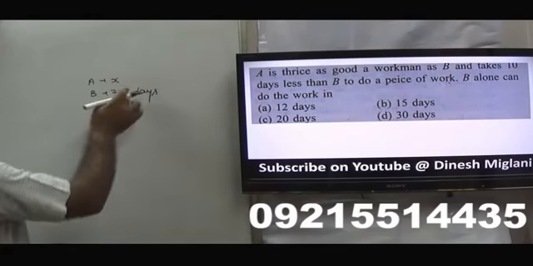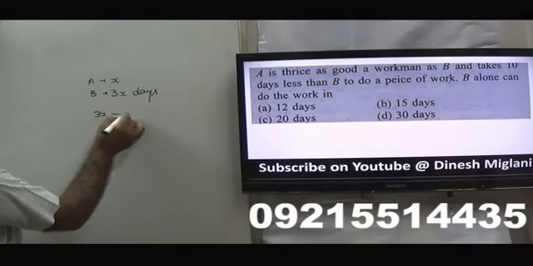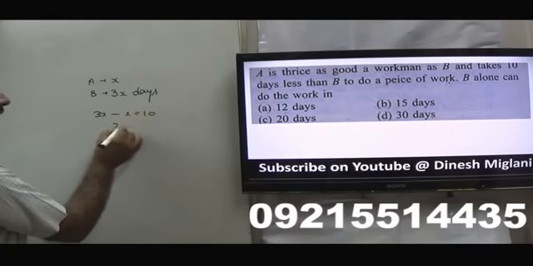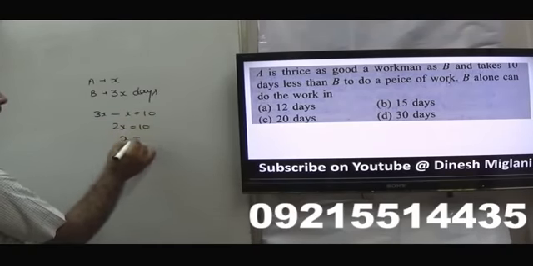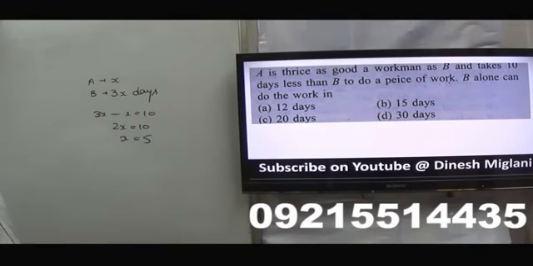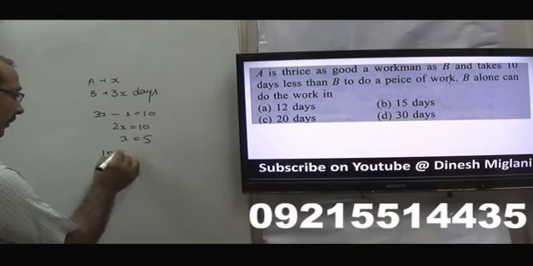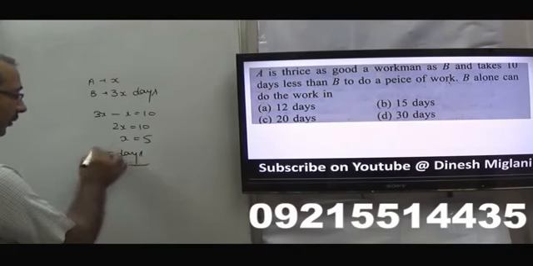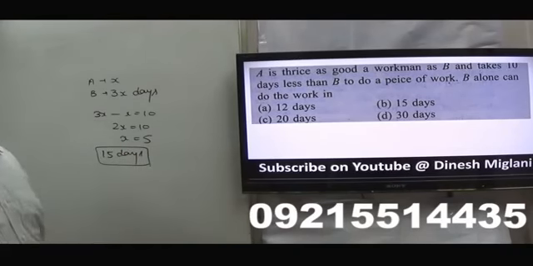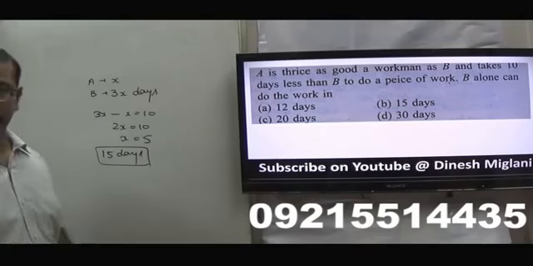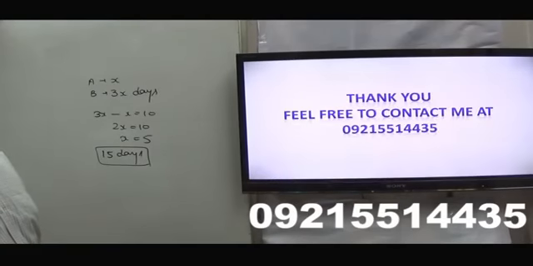It means he takes 10 days less. It means 3x minus x equal to 10. So you may say 2x equal to 10, x equal to 5. Question is, what is the time taken by B alone to do the work? So we can say time taken by B alone to do the work is 15 days. 15 days is my answer. Hence I can say B is my answer.